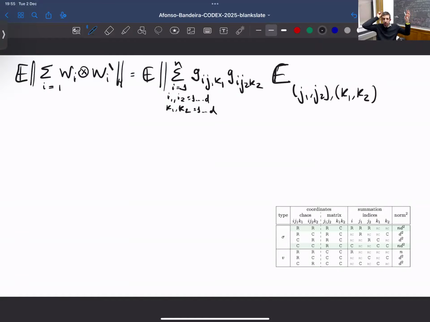Right, what is the Kronecker product? It just puts there in the entry J1, J2, K1, K2. Okay. Now I have to take flattenings of this. It looks horrendous. I'm going to show you very quickly that it's not.